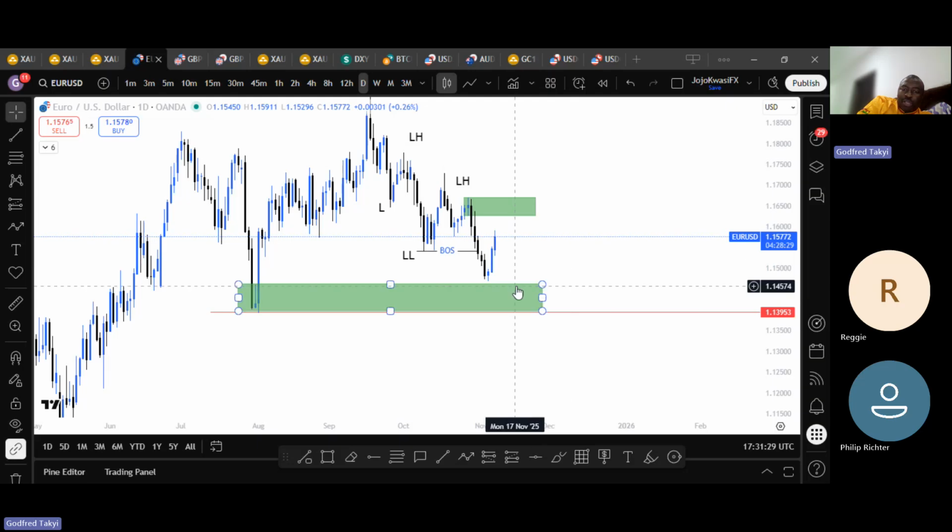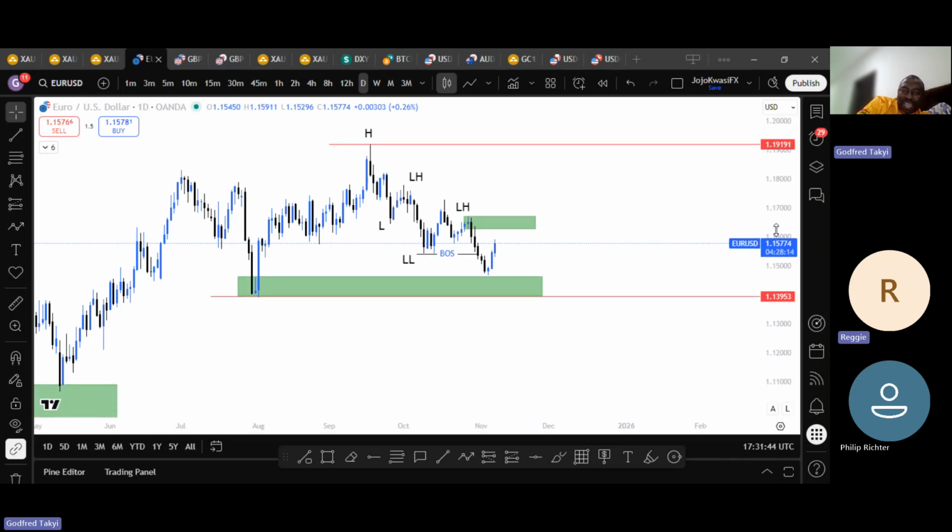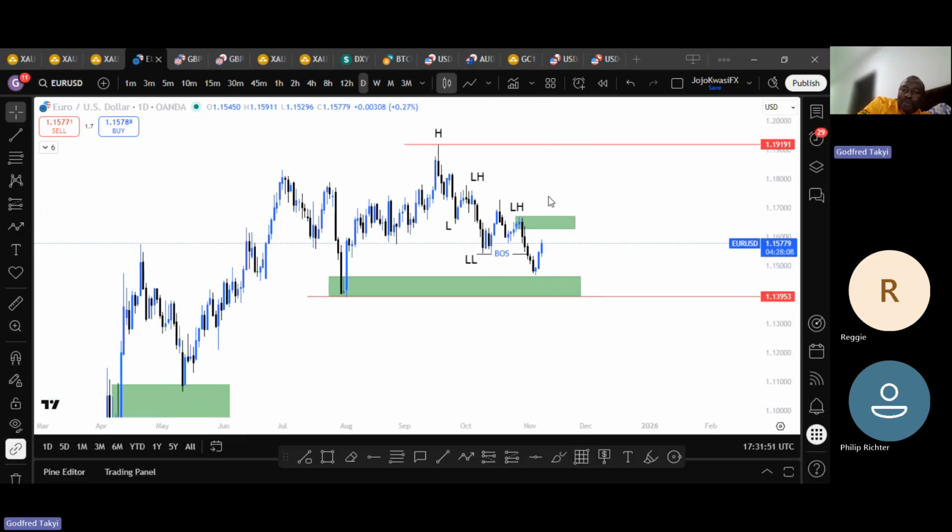It's testing your patience. You could have entered here and gone up, but know that going up, you will be stopped here. You won't go beyond. However, if it comes into the zone, then it will go all the way up. So for me, with other blocks, when I see them and price does not come to the zone, I don't chase the market. I wait.